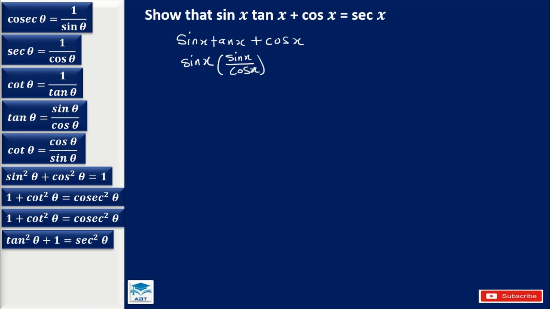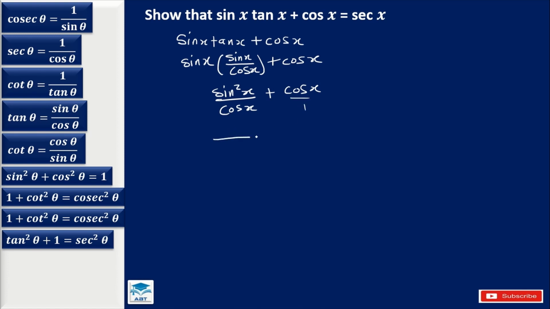When simplifying trigonometric identities, one method is to change all the trigonometric ratios into sine and cos before you simplify. So tan x is sine x divided by cos x, and sine x times sine x is sine square x divided by cos x plus cos x. Cos x is over 1.